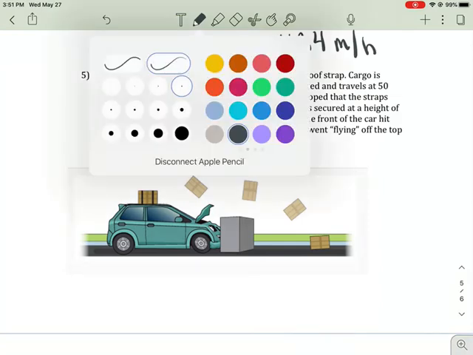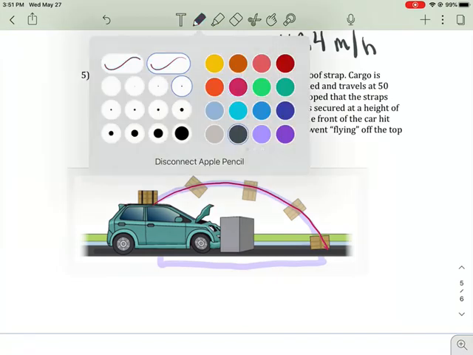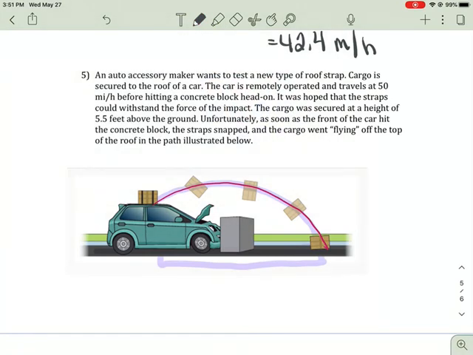All right, so let's look at this path. So here is our cargo. It took off when it hit the block and landed here. So we have actually two different things happening. You have the projectile, okay, and then you have the horizontal distance as well. Now both of these are going to use a formula that we're going to use for projectile motion.